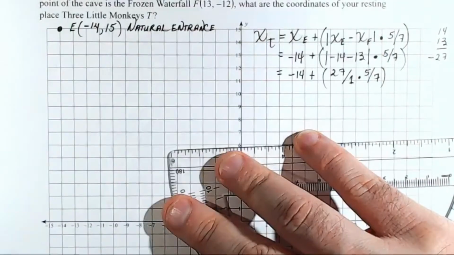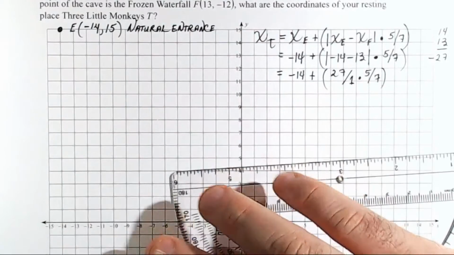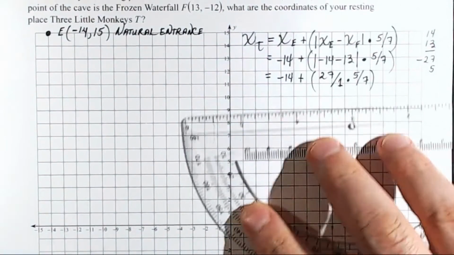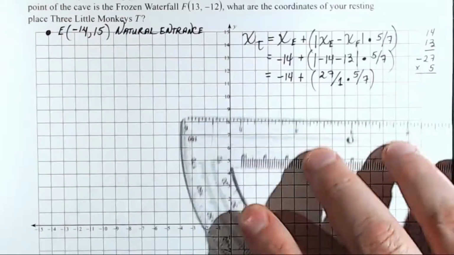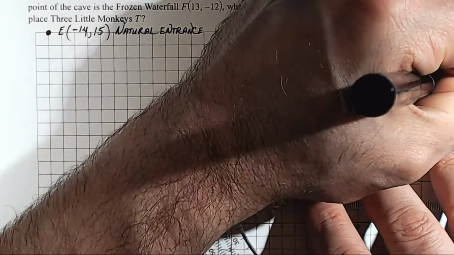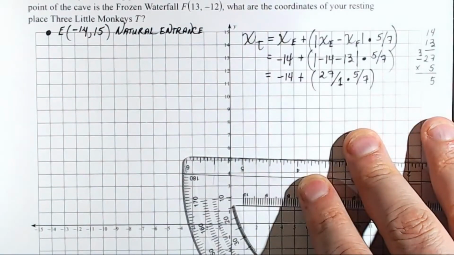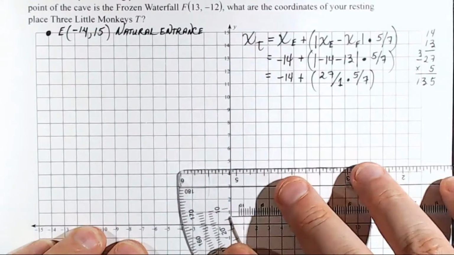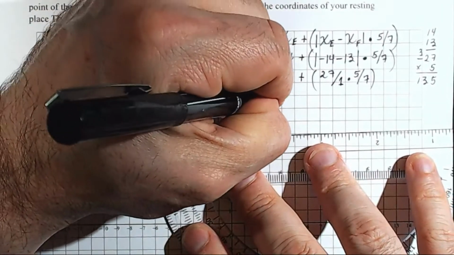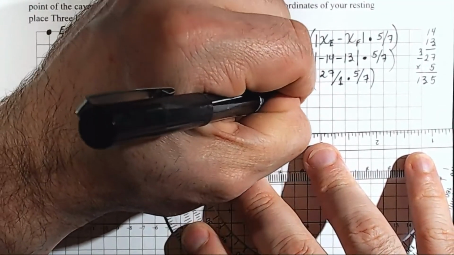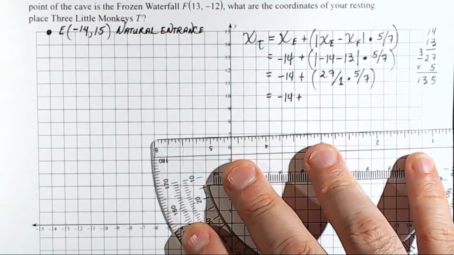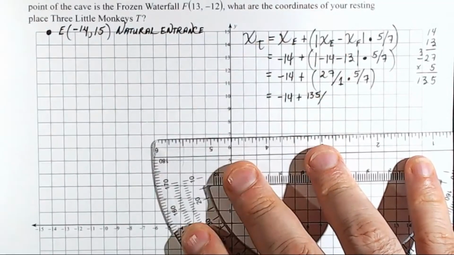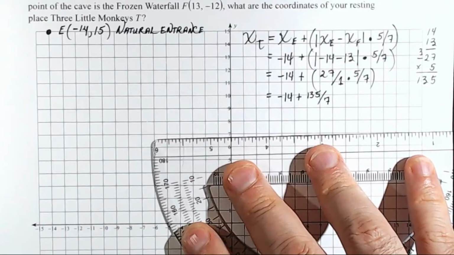Okay? So we just need to multiply 27 times 5. So what is 27 times 5? Well, 7 times 5 is 35. Carry the 3. 2 times 5 is 10, plus 3 is 13, so 135. All right, so let's rewrite this equals -14 plus 135 over 7, because 1 times 7 is 7.